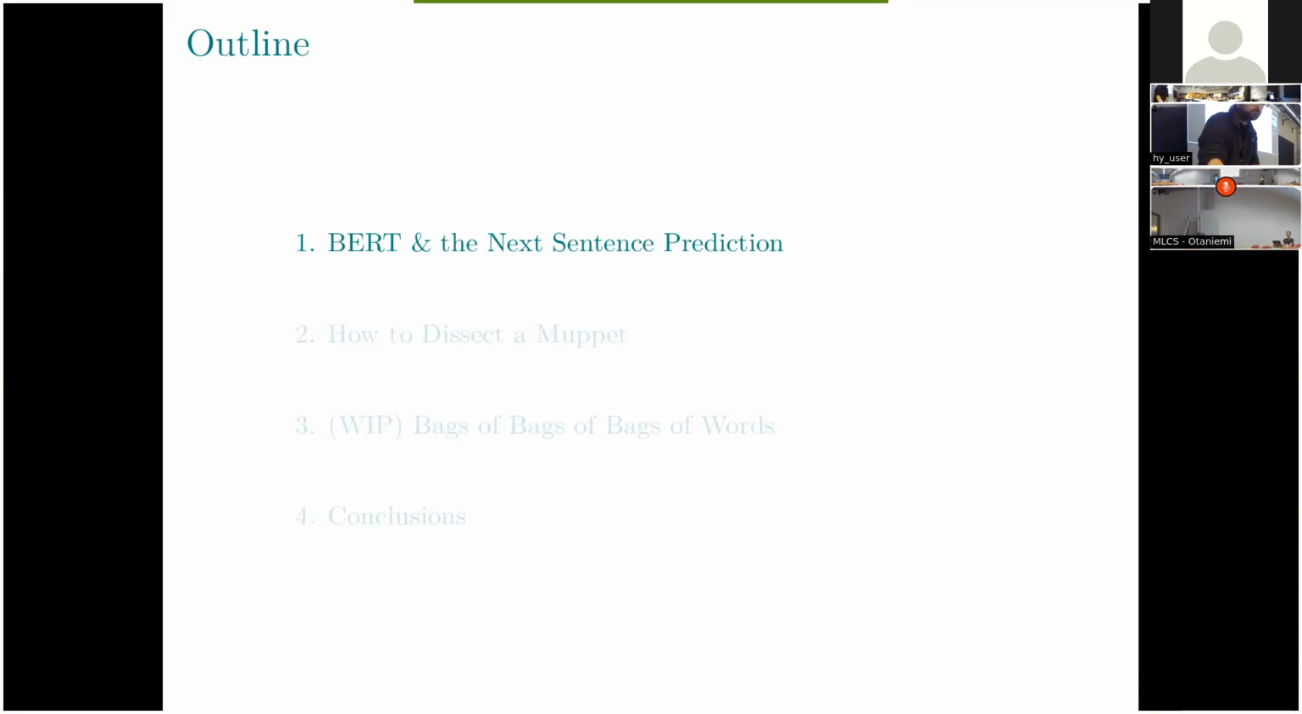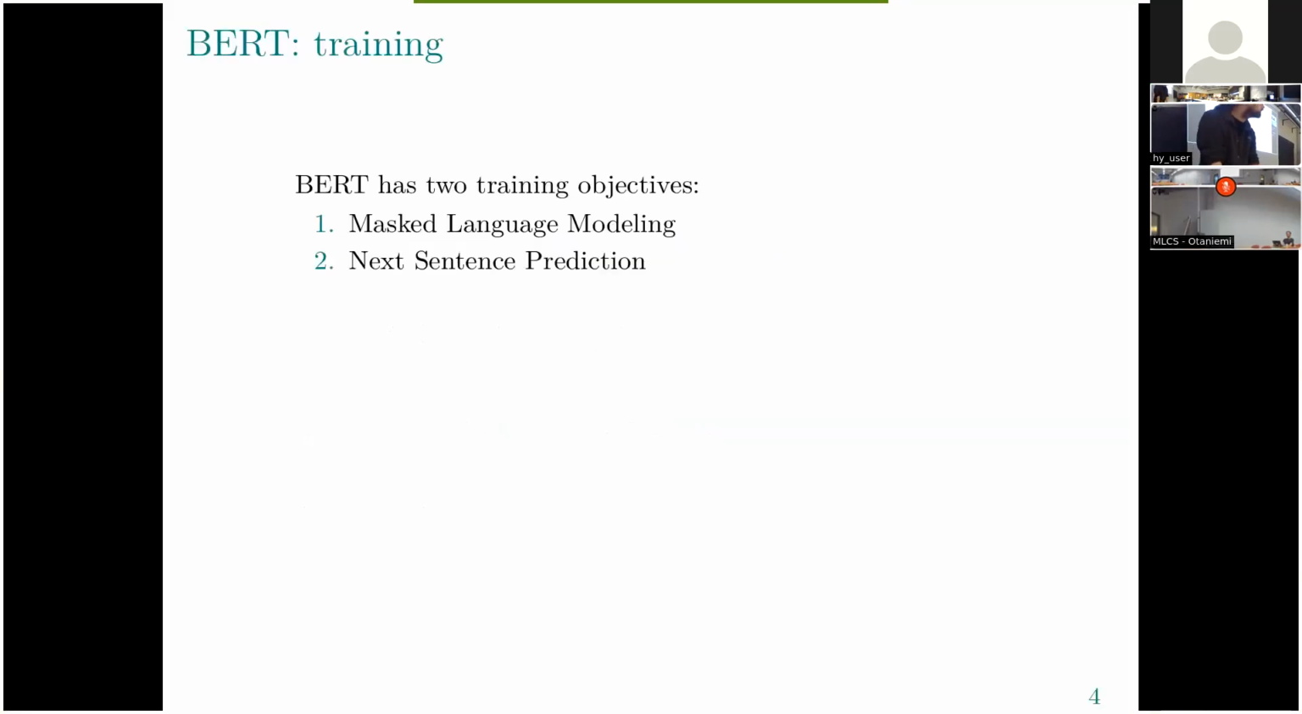Okay, so BERT, as you might know, is trained on two objectives. The first one that we most often discuss in the literature is the masked language modeling objective. So that's the one where you take a word, you blank it out, and then you train the model to retrieve what that blanked out word was. And the other one is the next sentence prediction objective.